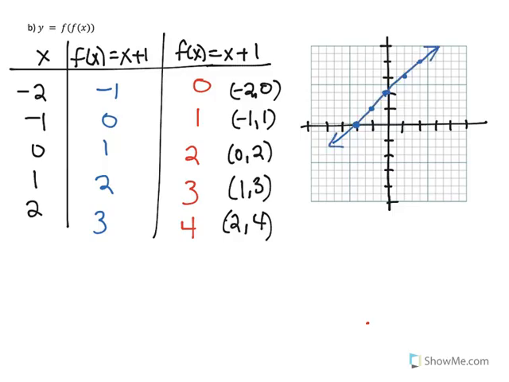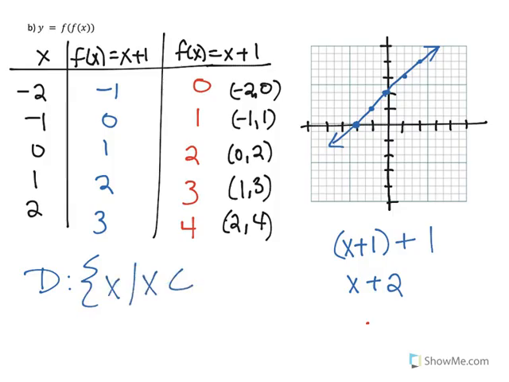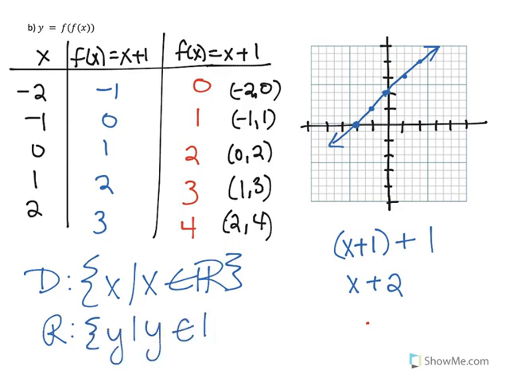And again, you probably could have graphed this on your own, because if I plug x plus 1 into the other equation, I would get x plus 2. So it's a y-intercept of 2 with a rise and a run of 1 over 1, which is exactly what we have. So our domain, it's a line, so element of the real numbers for both the domain and the range.